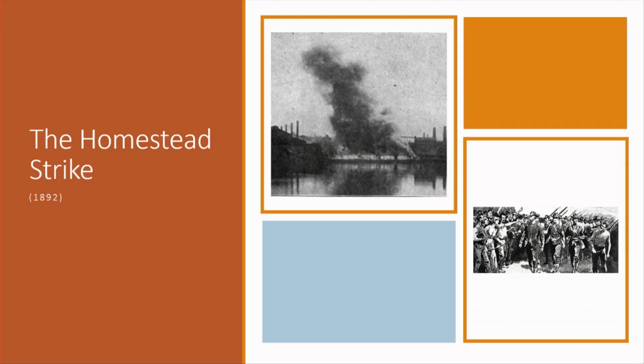Basically, the Pinkertons are coming across the river on boats, and the striking workers, who have made some makeshift barricades out of the iron that they had, begin to shoot at the Pinkertons, forcing the Pinkertons to turn around and flee. The workers have control of the mill.